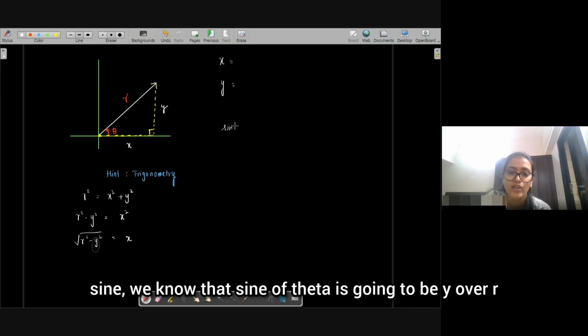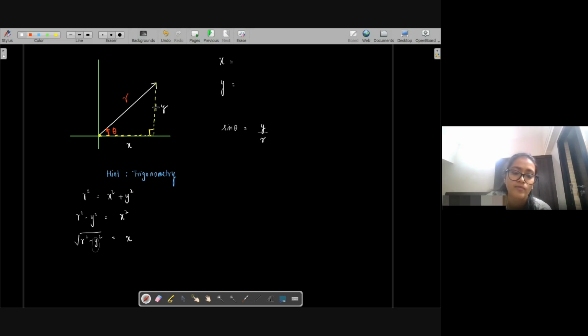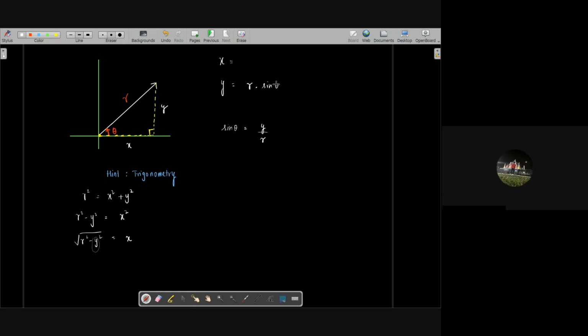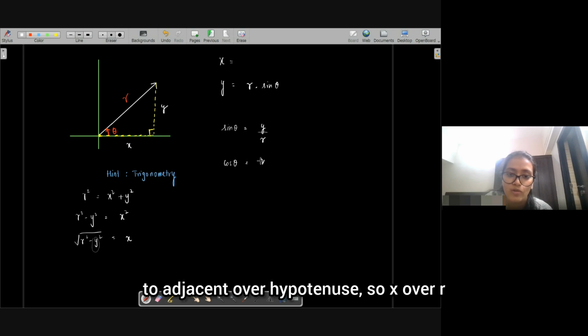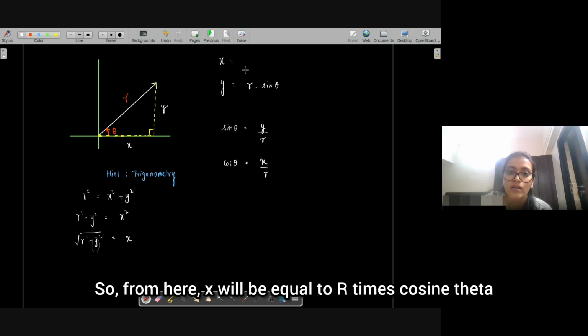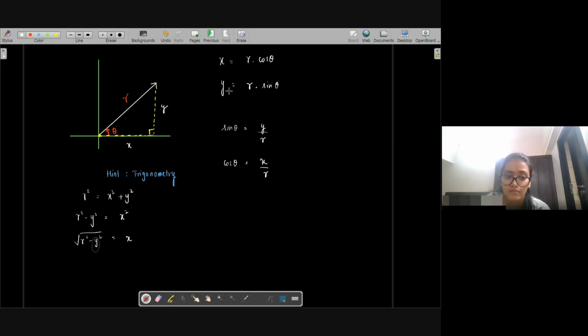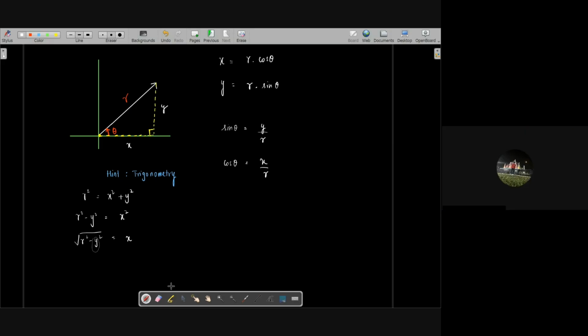Sine, we know that sine of theta is going to be y over r, opposite over hypotenuse. So y will be equal to r sine theta. And we know that cosine theta will be equal to adjacent over hypotenuse, so x over r. So from here, x will be equal to r times cosine theta.